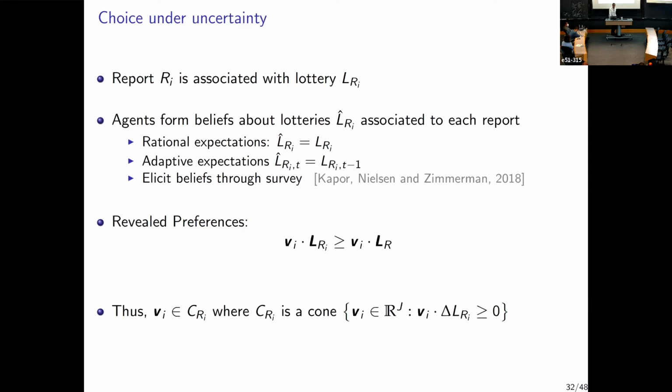Yes, exactly. And once I have the lotteries, I can construct the cones, because the cones are basically the V's that belong to this intersection of half spaces. Each evaluation between one report and the next gives you a plane that divides the space of utilities in two. So then you need to do it again, and you're going to have this intersection, and it's going to essentially be a cone.